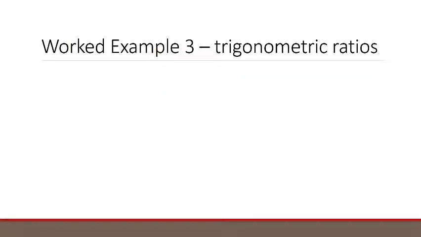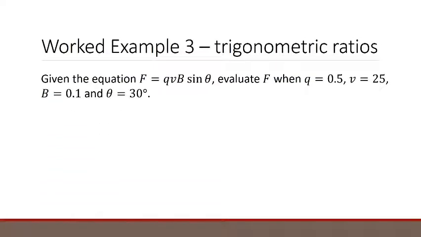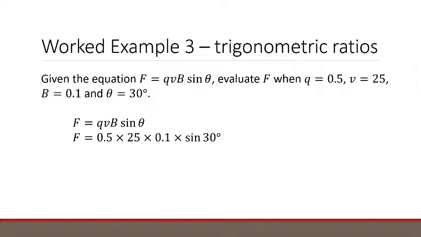Example 3, we're going to use trigonometric ratios. So given the equation f equals qvb sine theta, evaluate f when q equals 0.5, v equals 25, b equals 0.1, and theta equals 30 degrees. So write down the equation, f equals qvb sine theta, and substitute. This is a fairly straightforward substitution. 0.5 times 25 times 0.1 times sine 30 degrees.